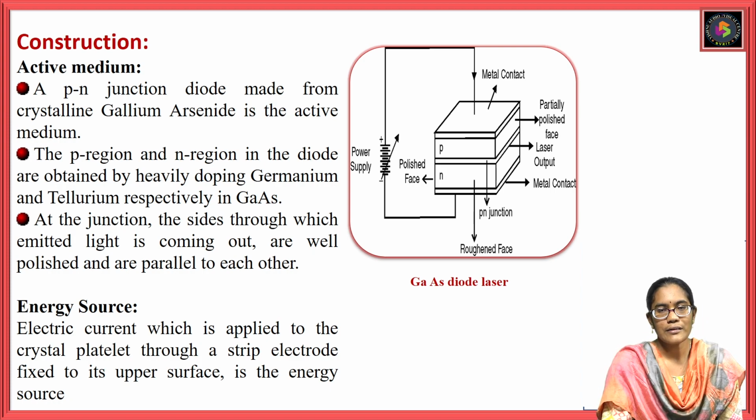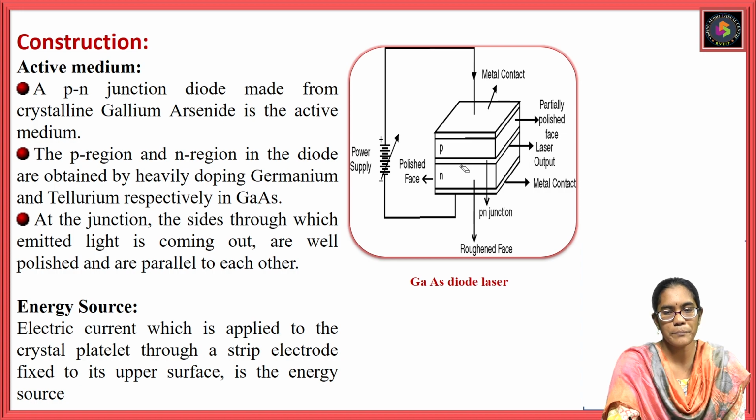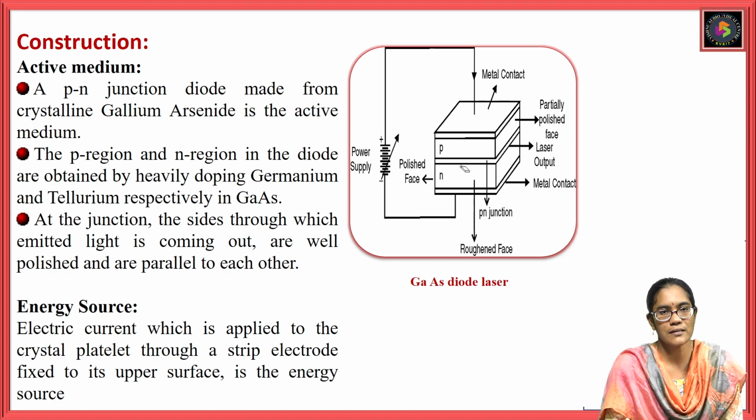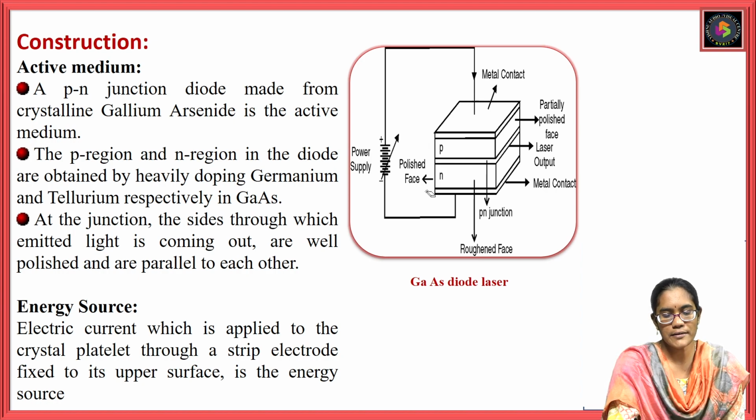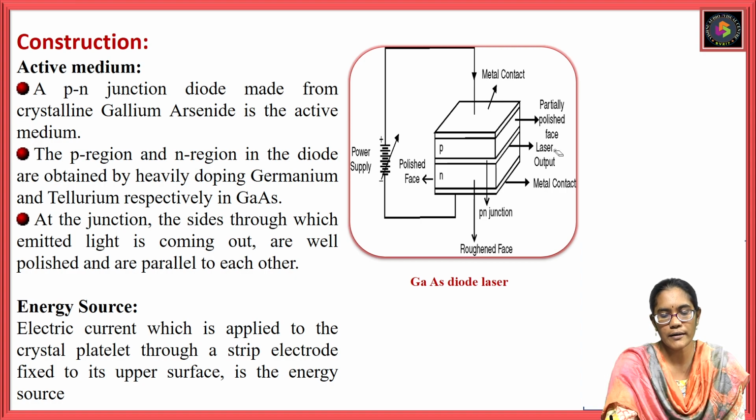The next component is the optical resonator. The optical resonator is basically a combination of two mirrors. Here at the junction, the P and N regions are coated with silver material. One side is a fully polished face, and the other side is a partially polished face. It means it allows the emitted light in one direction. So the emitted light can travel in this direction.